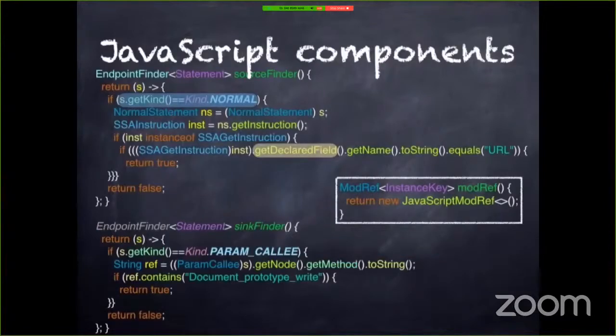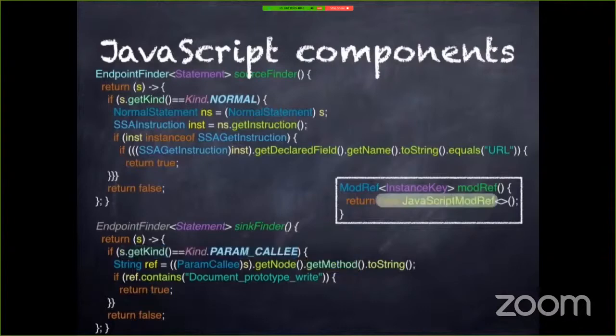But let's look at the components of this system. The first thing we needed was a source finder. In this case, the sources are normal statements, and in particular, they're read statements reading a field called URL. Remember that in JavaScript, document.URL was our tainted source. The sink finder is looking for param callee, which is the Wala idiom for arguments to methods in the SDG. And in particular, it's looking for arguments to the method document.prototype.write, which is our tainted sink.